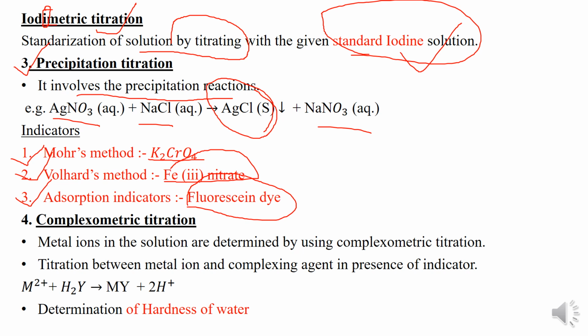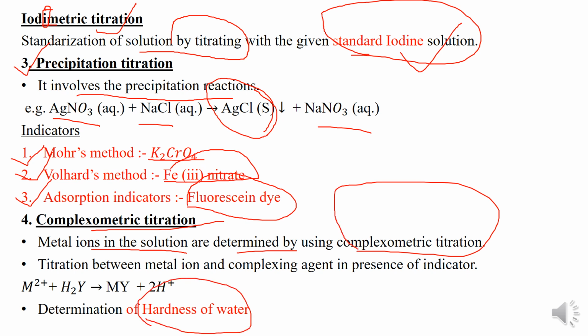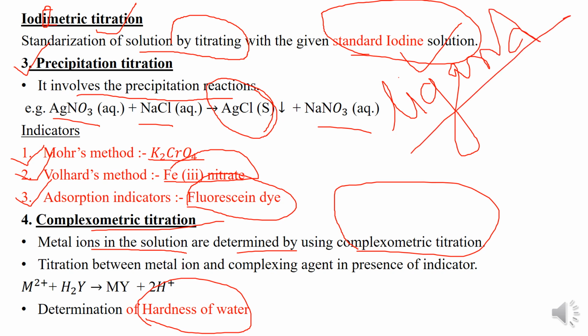It is very simple. And in case of complexometric titration, metal ions in the solution are determined by using complexometric titration. It is used in the determination of hardness of water, right? Complexometric titration is based on coordination chemistry, where the ligand, the complexing agent, is used. In this case, EDTA, ethylenediaminetetraacetic acid.